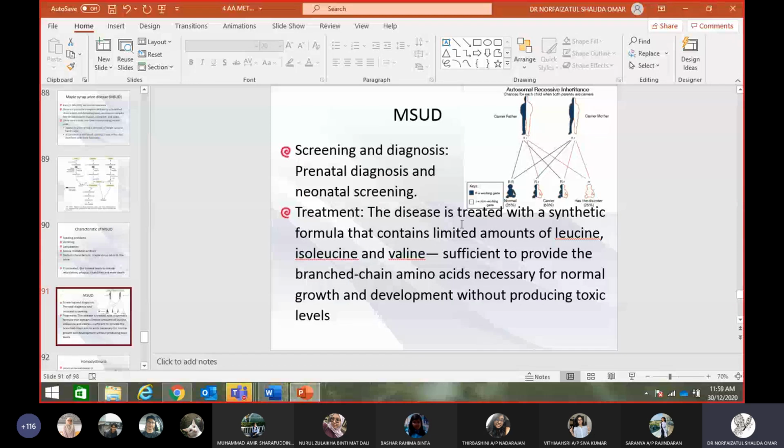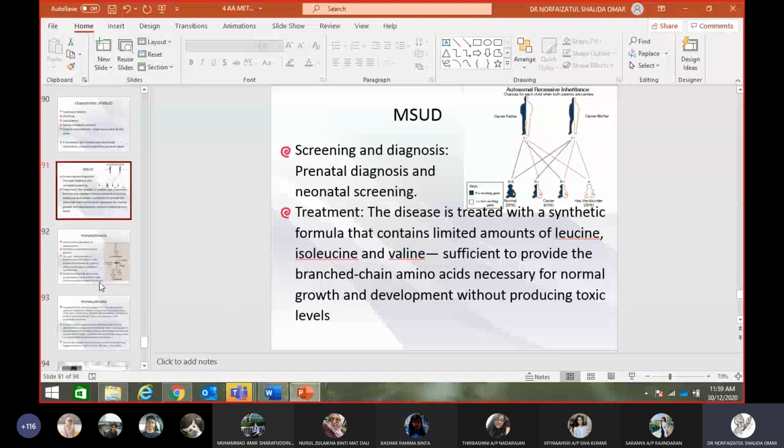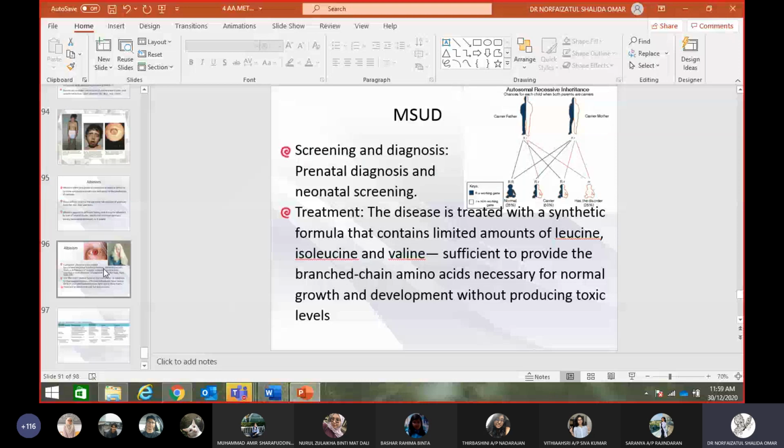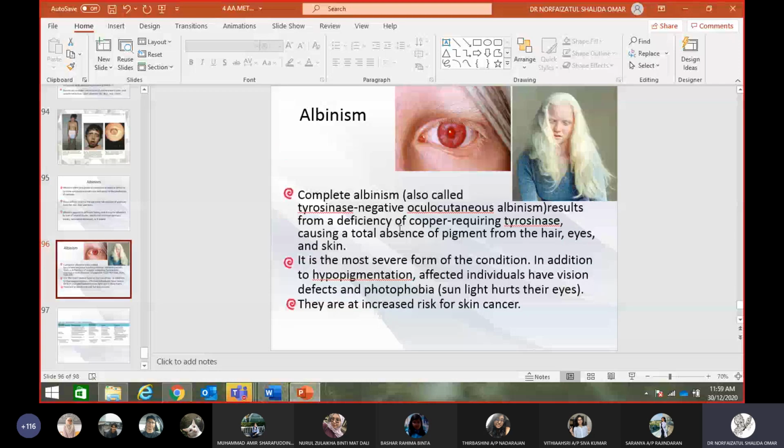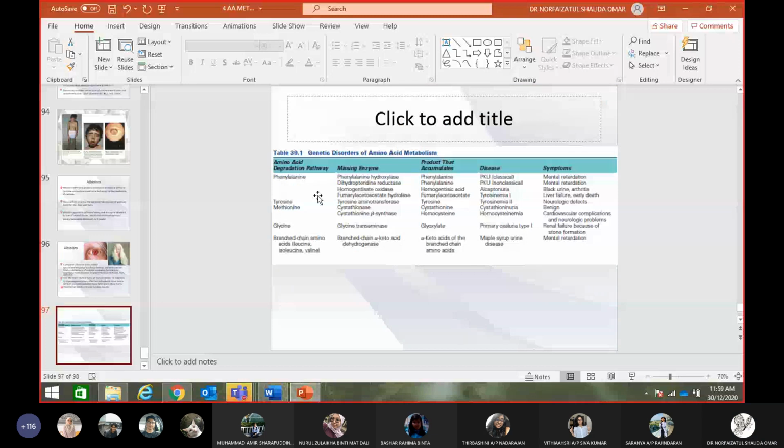Treatment is giving a synthetic formula that contains limited amounts of all the branched-chain amino acids, so leucine, isoleucine, and valine. This is just to provide sufficient branched-chain amino acids necessary for normal growth and development without producing toxic levels. Okay, homocystinuria your friend has mentioned, and then albinism is a complete lack of tyrosine. This one is due to there being no tyrosine production.